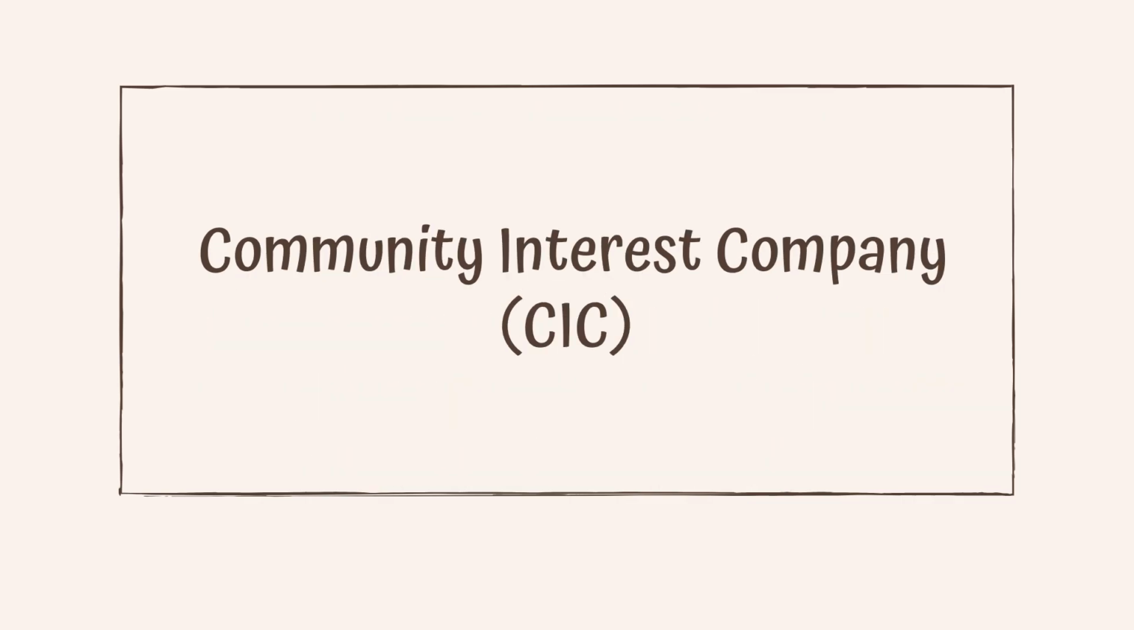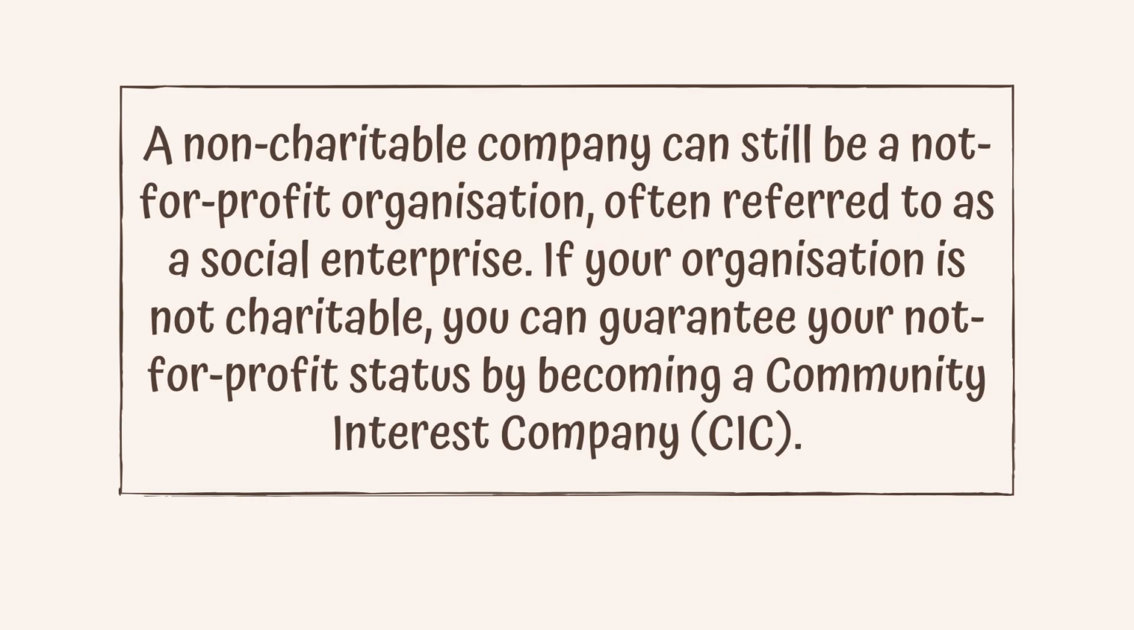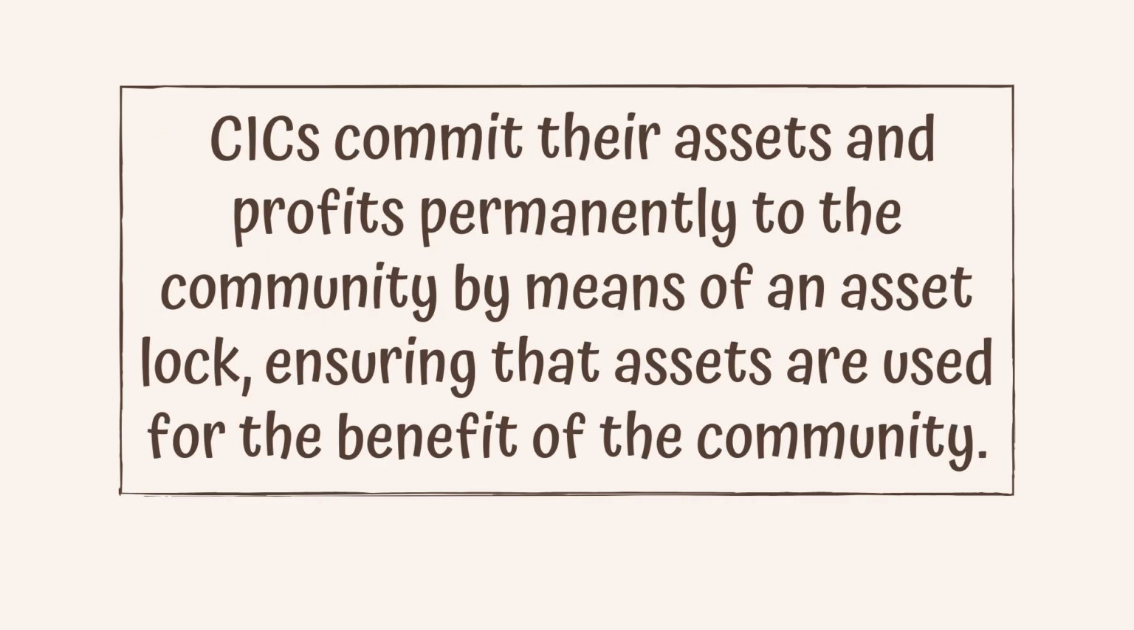A community interest company. A non-charitable company can still be a not-for-profit organisation, often referred to as a social enterprise. More on this in a later video. If your organisation is not charitable, you can guarantee your not-for-profit status by becoming a community interest company, also known as a CIC or KIC. CICs commit their assets and profits permanently to the community by means of an asset lock, ensuring that all assets are used for the benefit of the community. However, CICs can have paid directors.